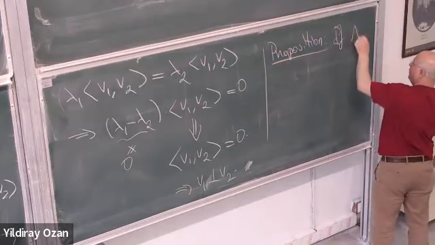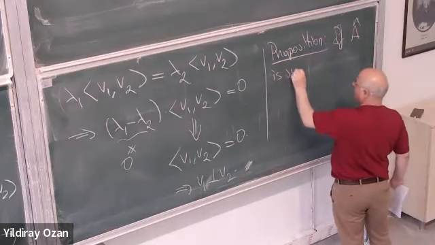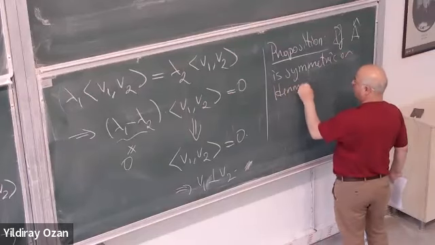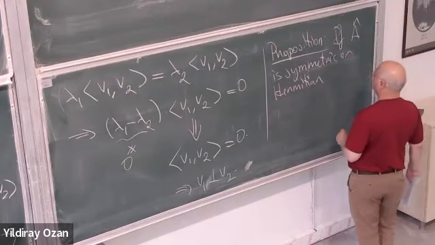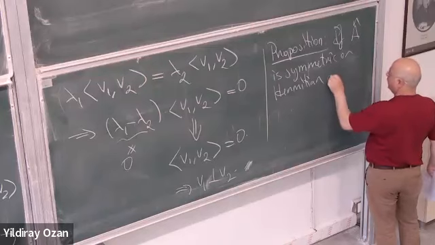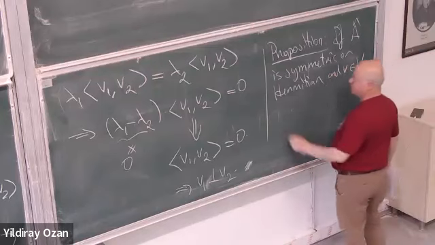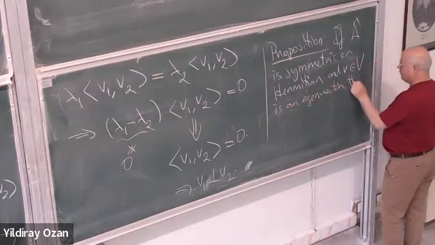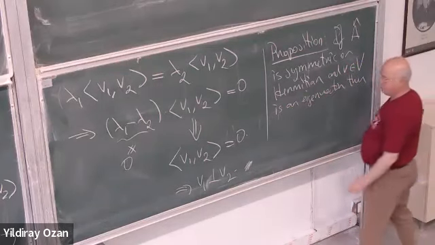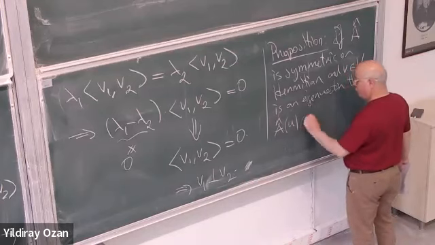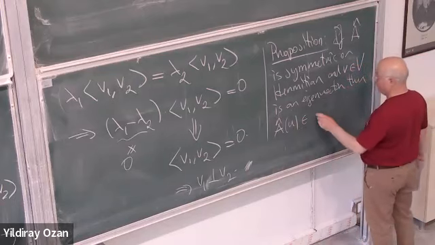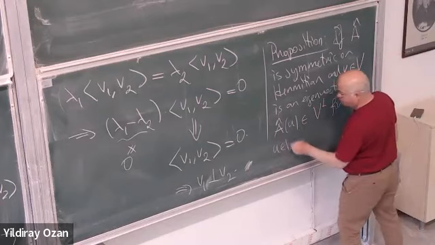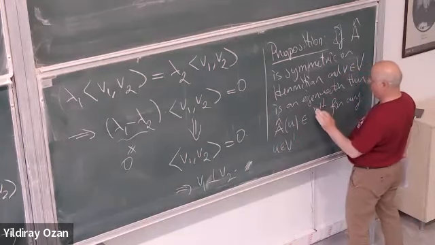If A hat is symmetric or Hermitian, and if V is an eigenvector, then A hat of U is always perpendicular to V, for any U perpendicular to V.